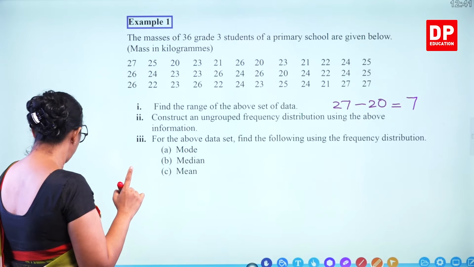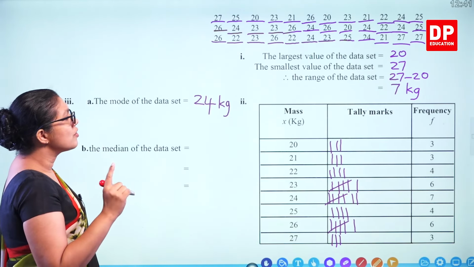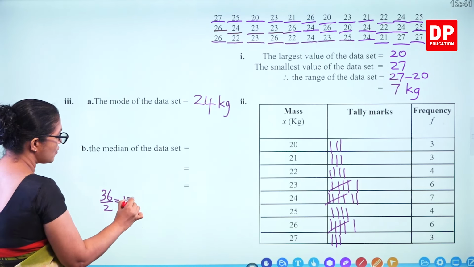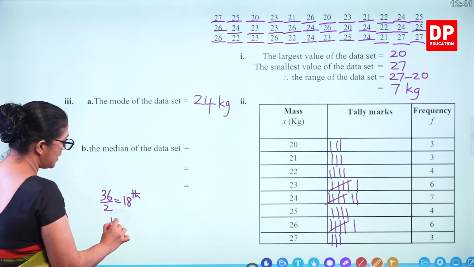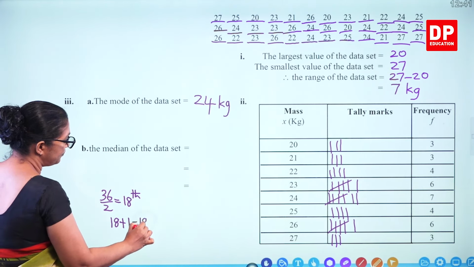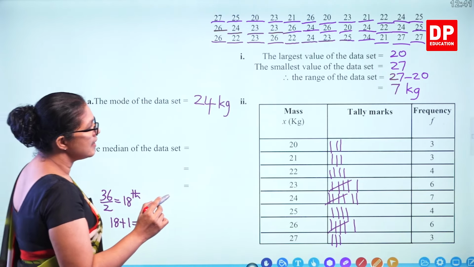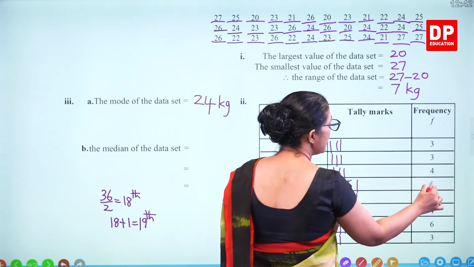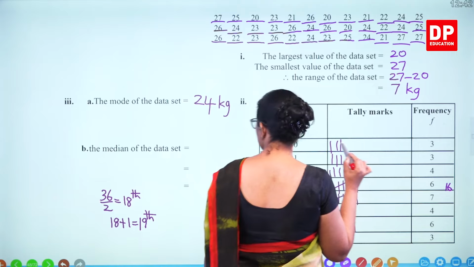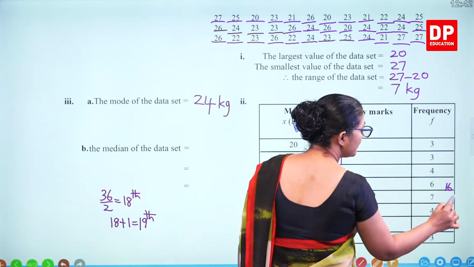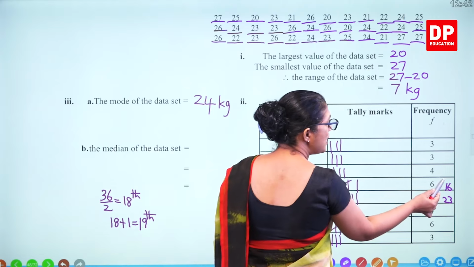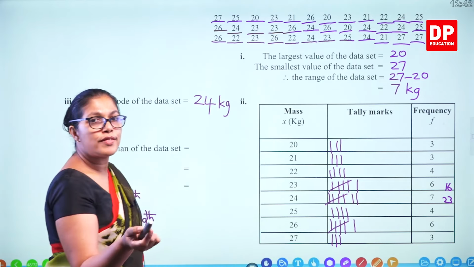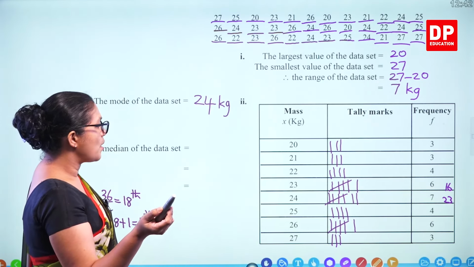Now 36 numbers are there. So 36 is an even number. So 36 divided by 2, 18th, and you have to take the 19th value. Now we'll see where the 18th and 19th are. So we have to add and see. 3 and 3, 6. 6 plus 4, 10. 10 and 6, 16th up to this point. And 16 plus 7, 23. So in between 16th and 23, you get the 18th and 19th. That means for both the 18th and 19th, the value is 24.